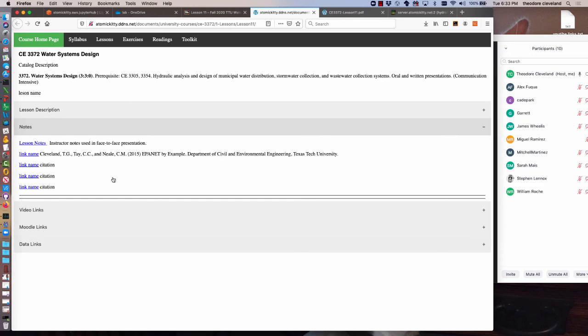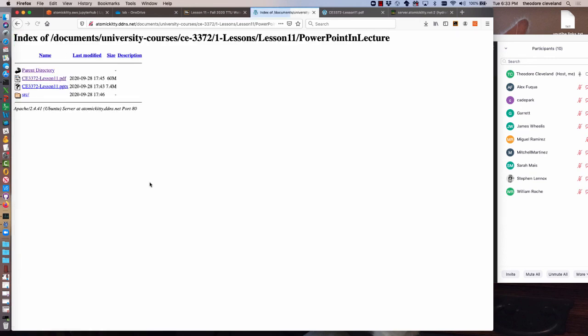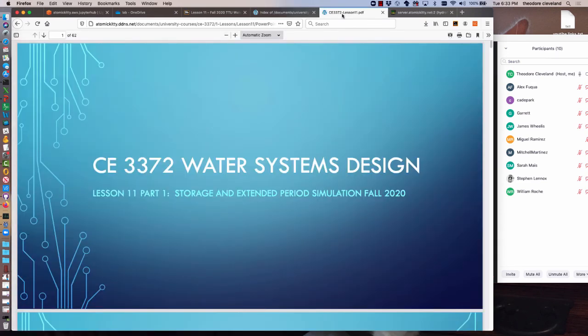The index page needs some work, and I'll be working on that later on. So the notes for the lesson 11 PDF, it looks like I already have it loaded, so I'll just go to the already loaded one. And so the topic for today is the extended period simulation part of the network hydraulic model.